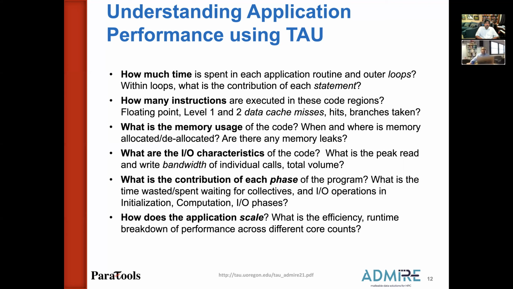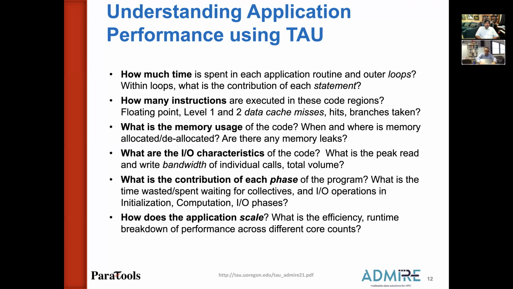You can measure the I/O characteristics of your code, and this is critical for our Admire project. You can see what is the peak read and write bandwidth of individual POSIX I/O calls. You can see the total volume of data. You can see which files had how much data transferred to it, along which calling path. So with that, you can see the I/O characteristics of your code and compute which file systems are being effective.